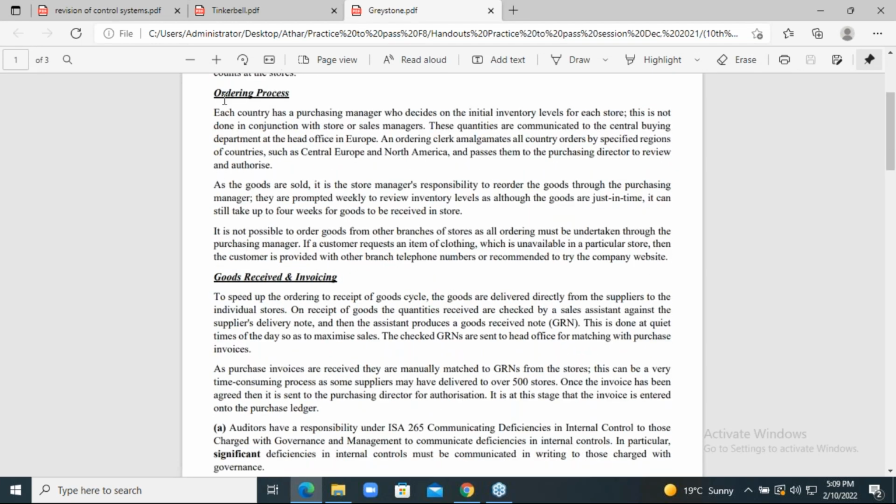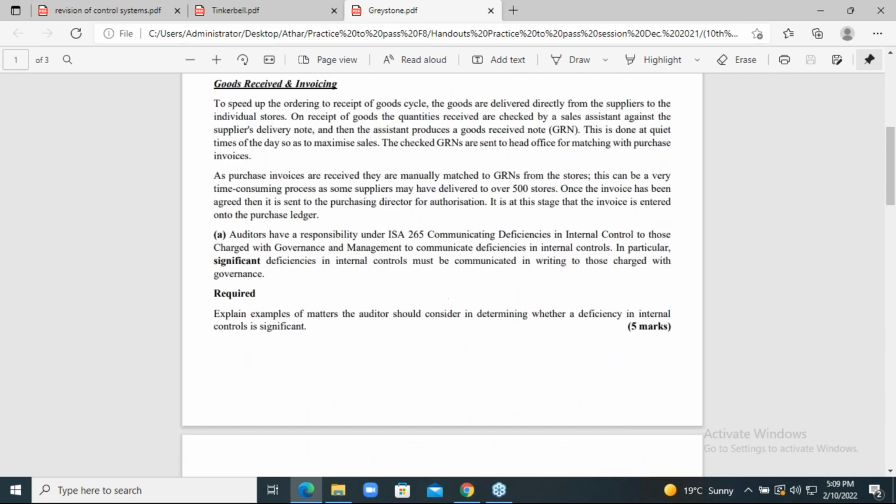Once again, there is an ordering process, goods received and invoicing. Then there is a responsibility related to ISA 265, communicating deficiencies in internal controls to those charged with governance and management. That is a very important ISA, and you should be aware of the basic elements and requirements of this ISA. But for the time being, we are not considering this question. We are basically focusing on this requirement. Explain the examples.